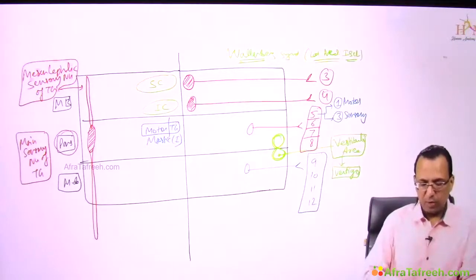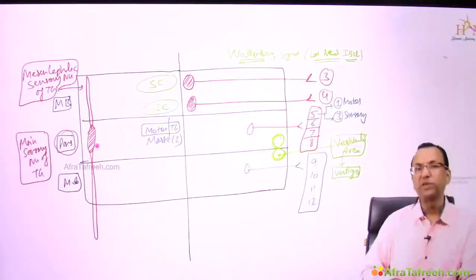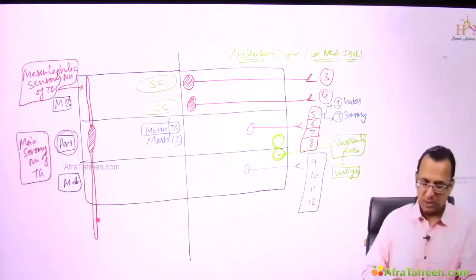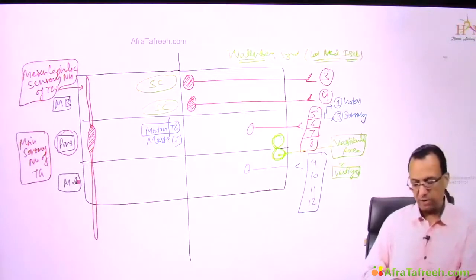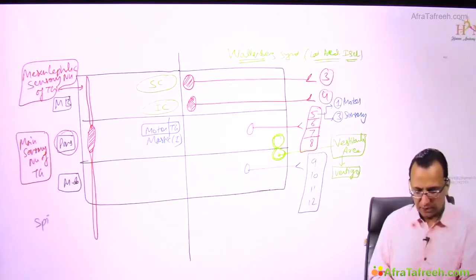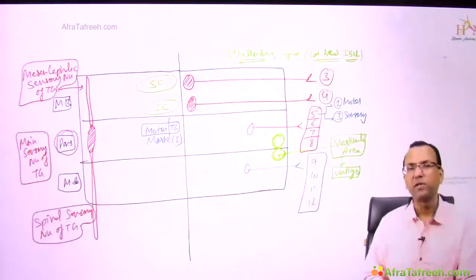And what about the one which is going to enter the spinal cord? The one which is going to enter the spinal cord is passing the lateral medulla. And after passing the lateral medulla oblongata, it enters the spinal cord, hence it is called the spinal sensory nucleus of trigeminal. Now, if it is passing the lateral medulla, what is the function?